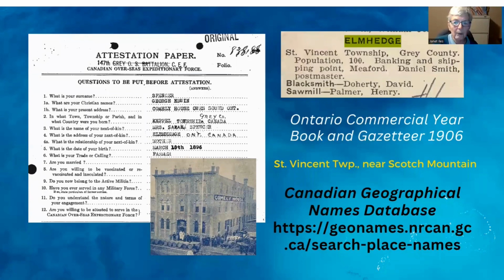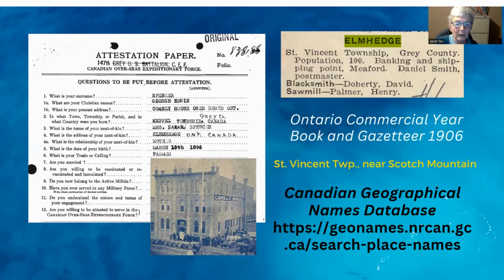On this page, I have shown some of his attestation paper. So the picture is showing the hotel. He is a farmer. Now, it says his location of his next of kin, his mother, Mrs. Sarah Spencer, looks like Elm Hedge, Ontario, Canada. I did a search to find out if there's such a place, and there isn't. So I thought, okay, what could it be? So I thought, it likely is Elmhedge.